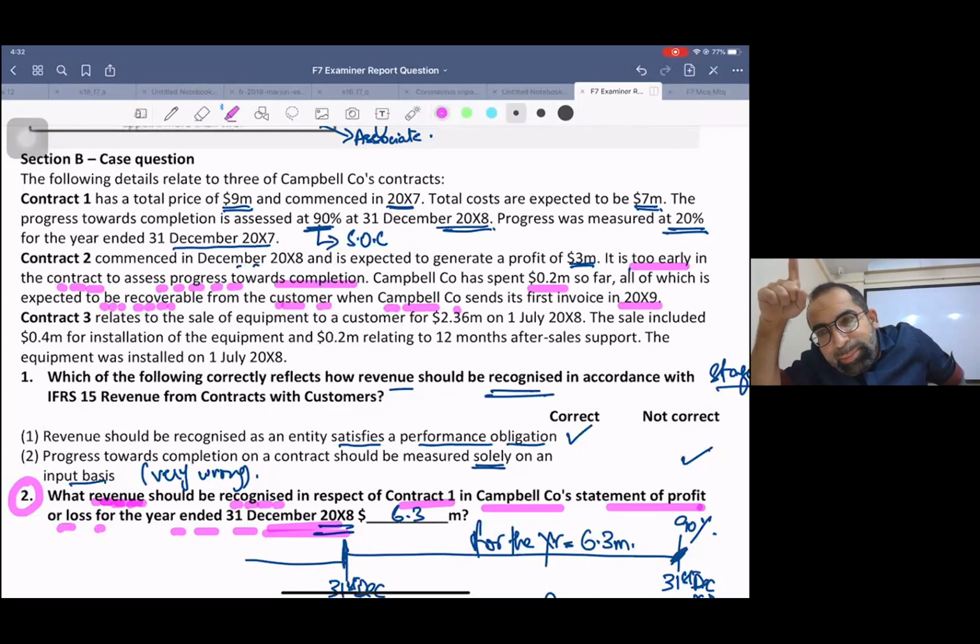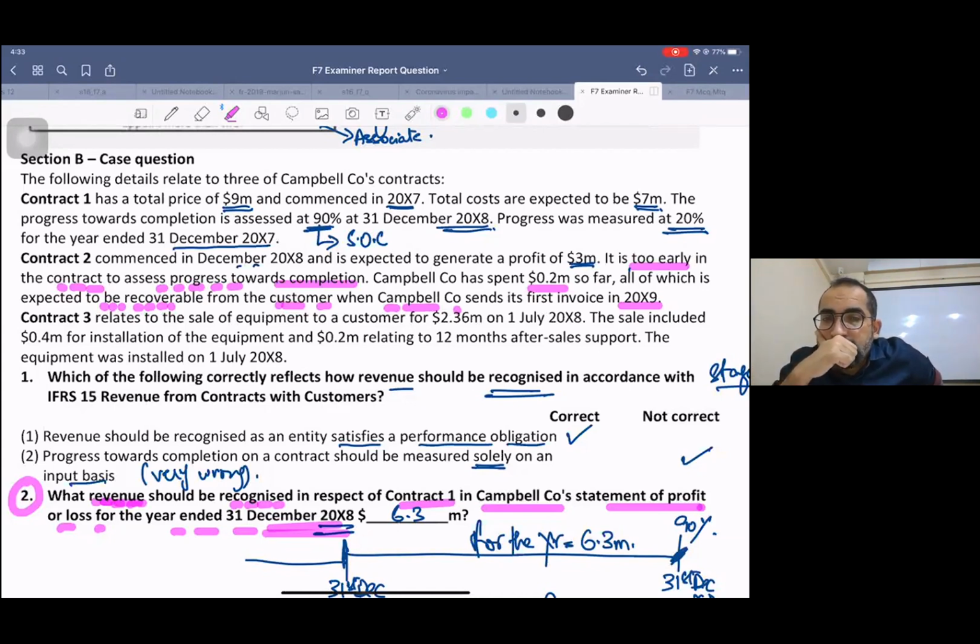But we will receive this amount next year. Use your brain. Not yet received. This 0.2 million is not in our pockets. It's your receivable. Because when you send the invoice next year, then they'll pay you.